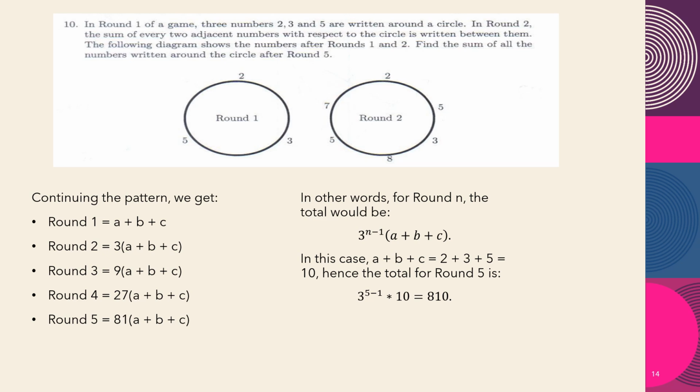But do remember that we have currently substituted 2, 3, and 5 for A, B, and C. So our final answer would be 3 to the power 5 minus 1, times 10, which is 2 plus 3 plus 5, and that gives us 810.